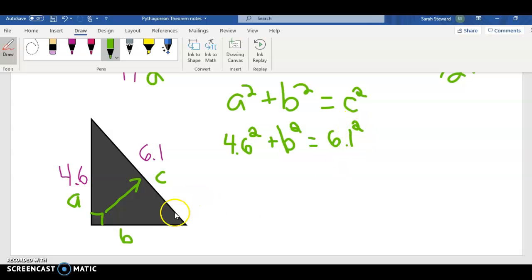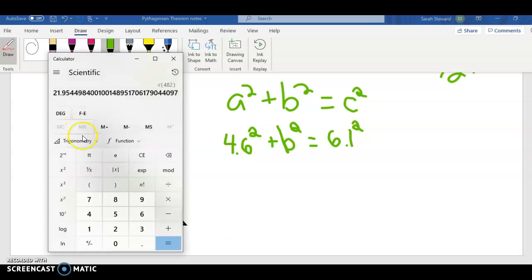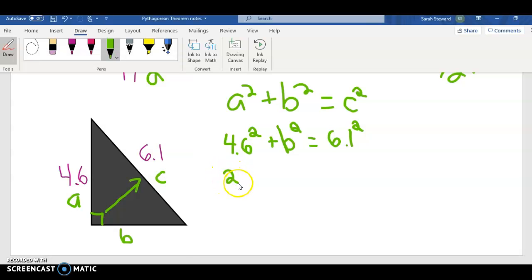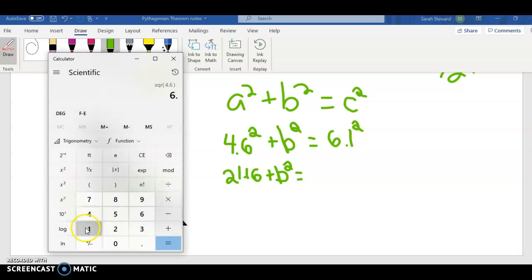All right, we know that C is 6.1. So then that's squared. All right, so when we're using decimals, same thing, just bust out your calculator. You will be fine to use that. You'll always have that available to you, which is nice. So 4.6 squared is going to give us 21.16, plus b squared, because we still don't have a value for b, and 6.1 squared is going to give us 37.21.